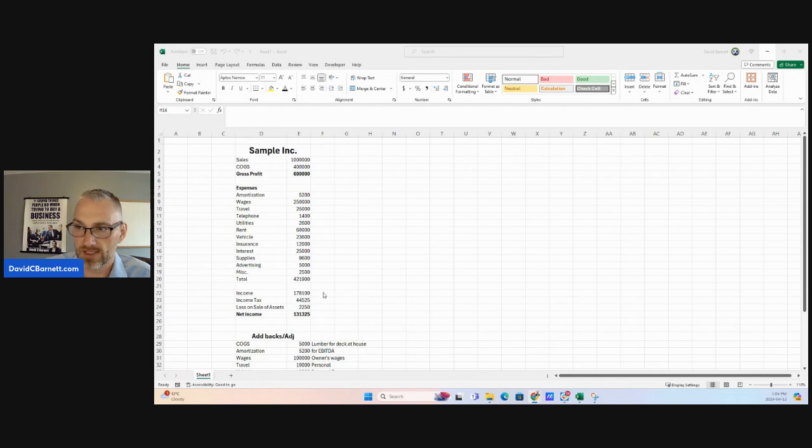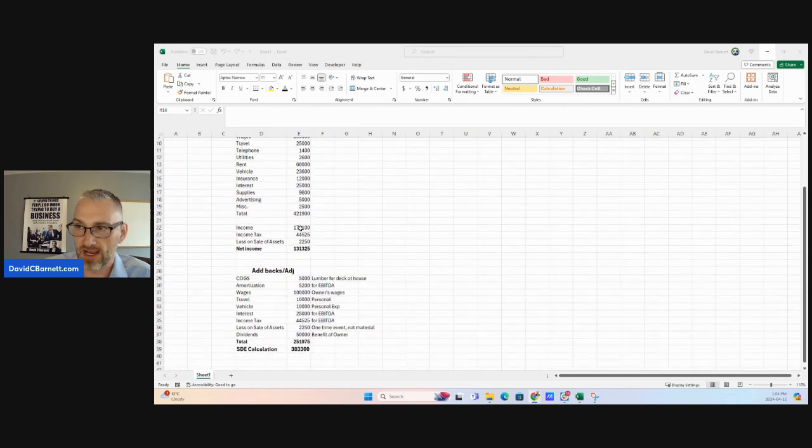We have our total expenses, and then that gives us our income once you subtract the total expenses from the gross profit. And then we have a couple of sort of non-operational adjustments here, income tax and the loss on some sale of assets. And it gives us our net income, in this case, $131,325.